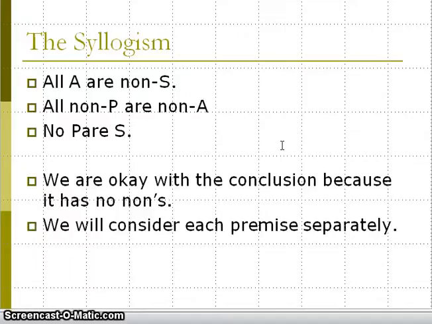Now, first of all, the conclusion has no nons. That makes life easy. And then we consider each premise separately. The first thing I want to do is look at it and ask, is the major term in the major premise? The answer obviously is yes. S is the major term, and it is found in the major premise. P is the minor term, and we find it in the minor premise. So: major term, major premise; minor term, minor premise. Let's look at each one separately.